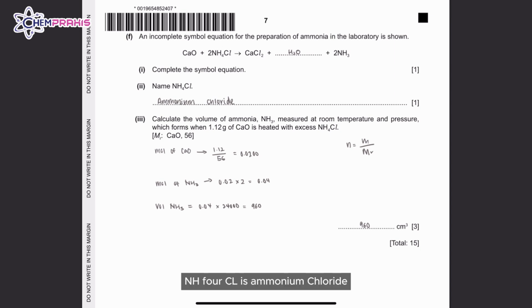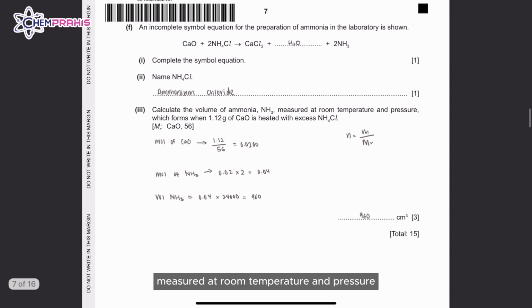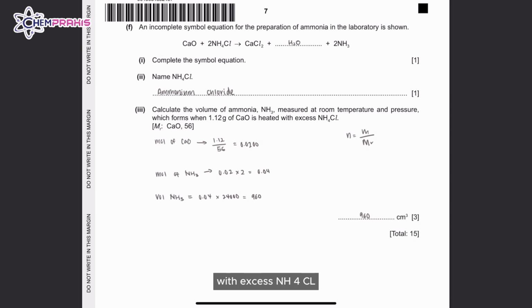NH4Cl is ammonium chloride. Next, calculate the volume of ammonia measured at room temperature and pressure, which forms when 1.12 grams of CaO is heated with excess NH4Cl. To calculate the mole of CaO, we'll be using the formula of mass over Mr. The Mr of CaO is given, as well as the mass.